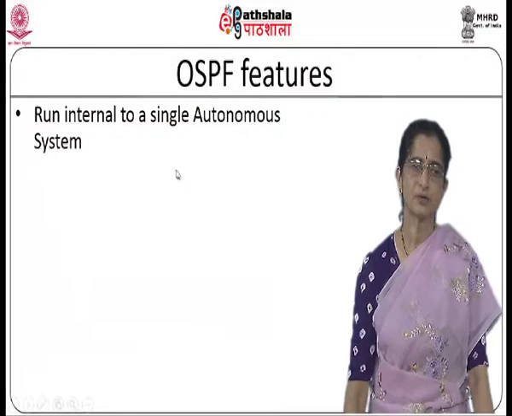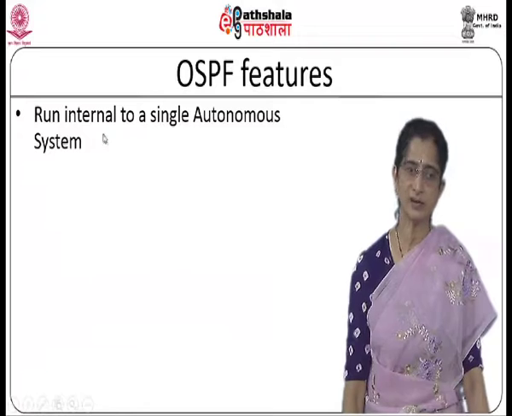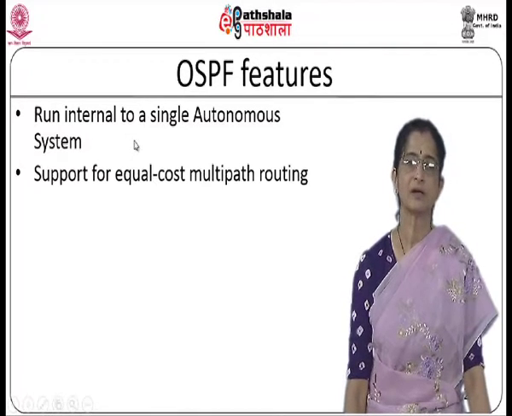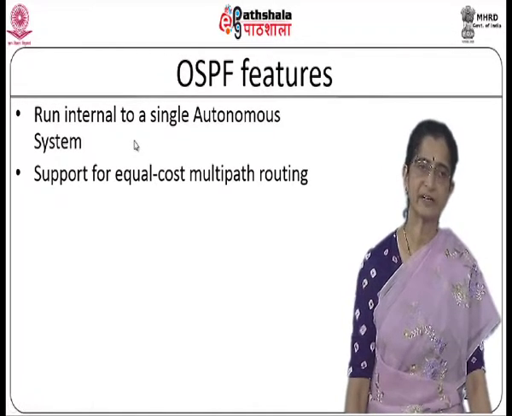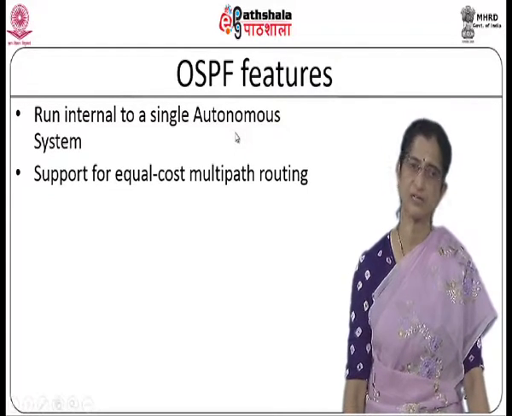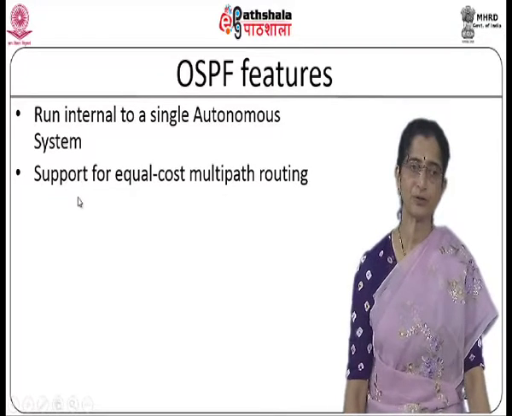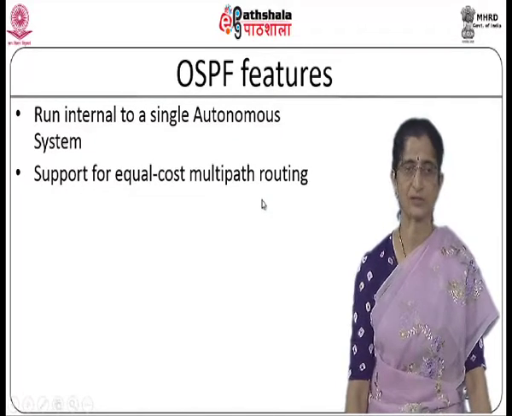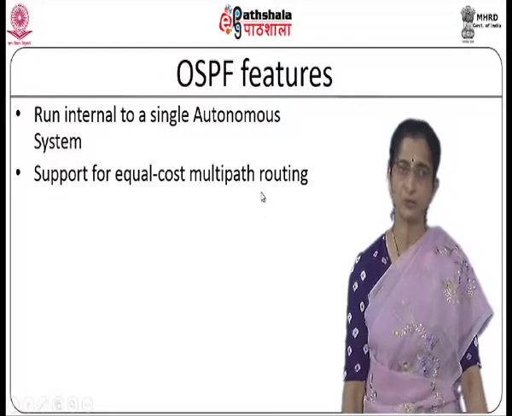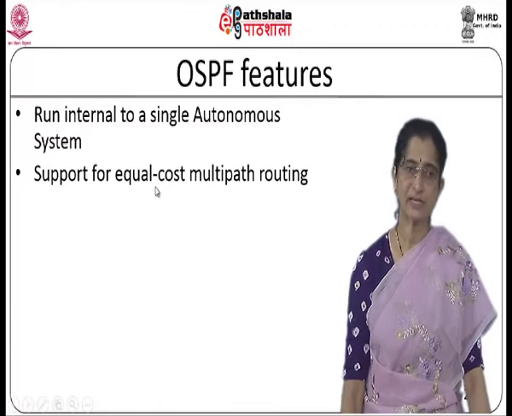Okay. So if you look at other features of OSPF, basically as we said, it is run internal to a single autonomous system. If you look at the internet as being divided into different domains, each domain is called an autonomous system. So within an autonomous system, this OSPF will be run. It has support for equal cost multi-path routing. So that is another additional feature that it has. That is, if there are two paths which have the same cost, right, you can actually send on both paths.